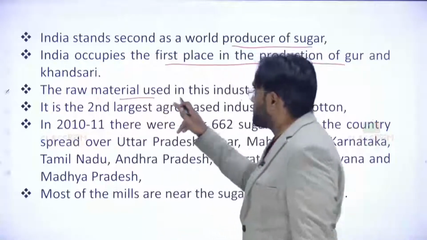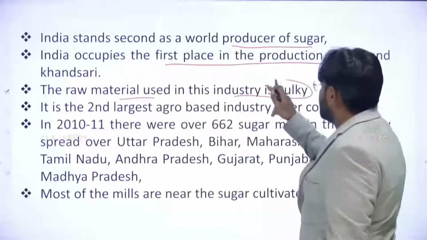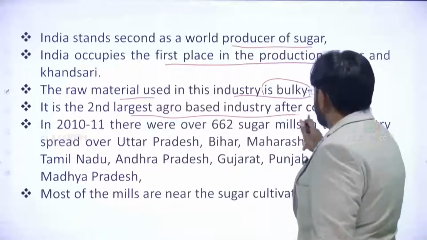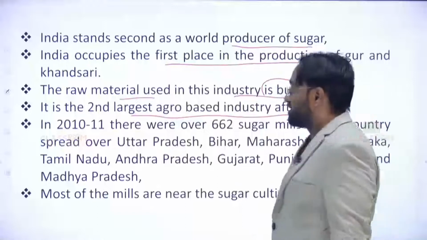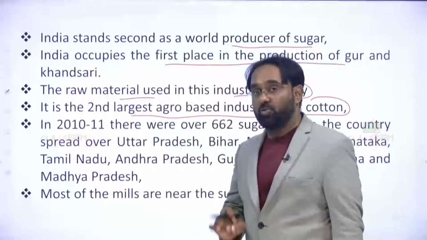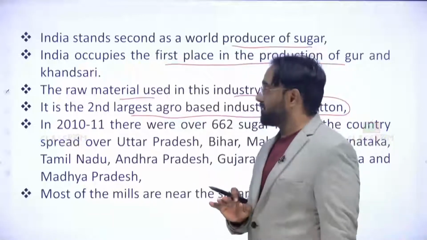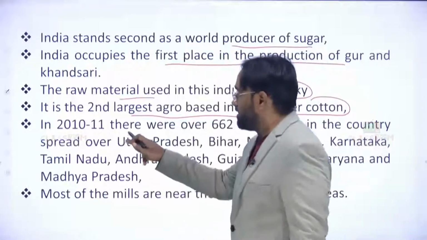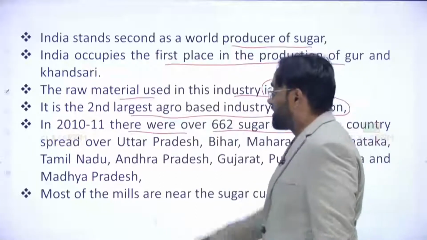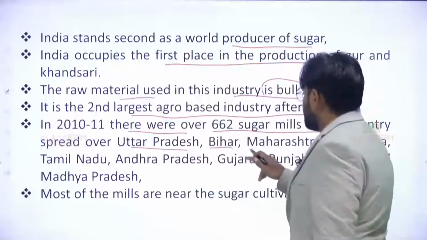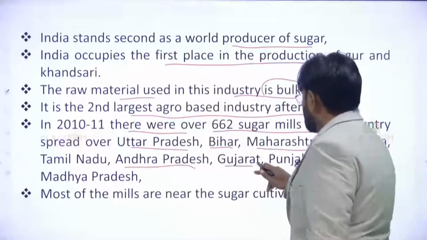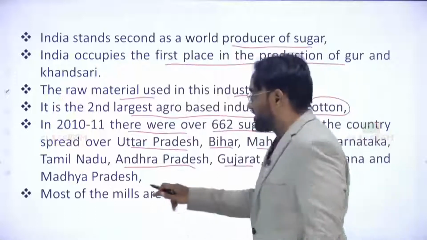The raw material used in this industry is bulky. It is the second largest agro-based industry after cotton. The first largest agro-based industry in India is cotton, and the second largest is sugarcane. In 2010-11, there were over 662 sugar mills in the country, spread over Uttar Pradesh, Bihar, Maharashtra, Karnataka, Tamil Nadu, Andhra Pradesh, Gujarat, Punjab, Haryana, and Madhya Pradesh.